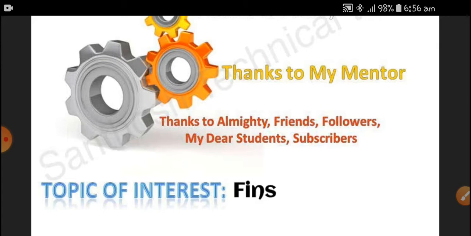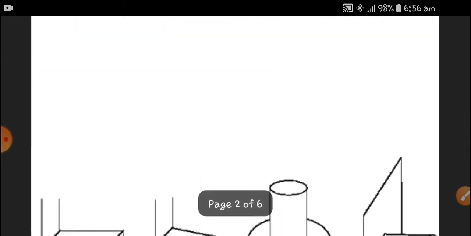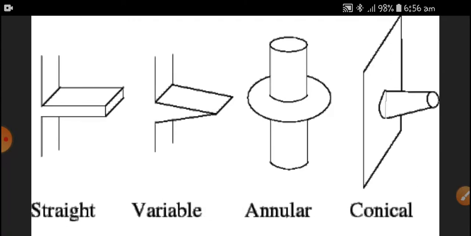Generally, you can see fins in the forms of either a straight, a variable area, an annular section, or a conical section. So these sections effectively conduct the heat. So these sections are being used for fins.